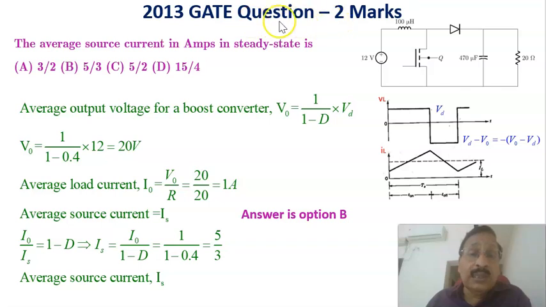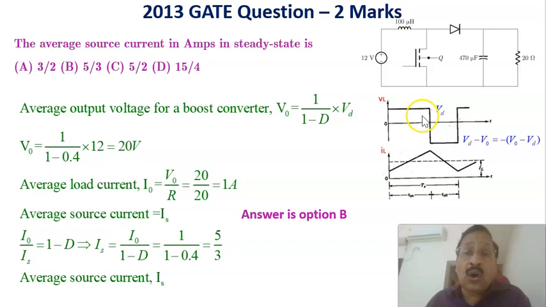2013 GATE question. The data is the same as the previous question. This is a boost converter or step up chopper in which the input voltage is equal to 12 volts, and the question is: what is the average source current in amperes in steady state? What is the source current average value?